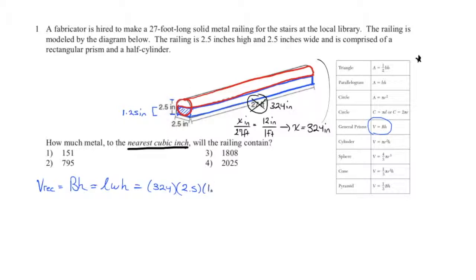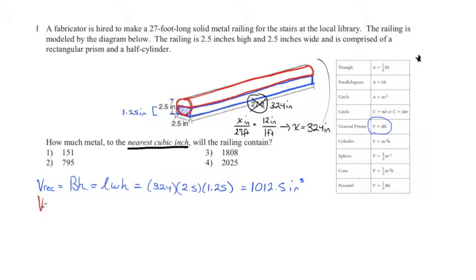So I'm going to plug in 1.25 for my height, and then I'm going to run these numbers in my calculator to get the volume of the rectangular prism. And that's going to come out to be 1012.5 inches cubed. Now let's move on to the volume of our cylinder, actually in our case a half cylinder. So when I write down the formula for this, we're going to slap a big 1/2 on it and follow it up with the general formula for a cylinder as given in the reference table: 1/2 pi r squared h.